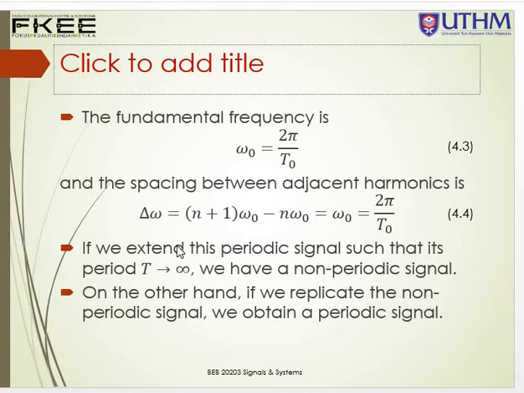The extension of the Fourier series to an aperiodic signal can be motivated by generating an aperiodic signal from a periodic signal. How to do it? By extending the period to infinity, so you get a non-periodic signal. If we let T naught go to infinity, then the limit of the periodic signal is reduced to the aperiodic signal.